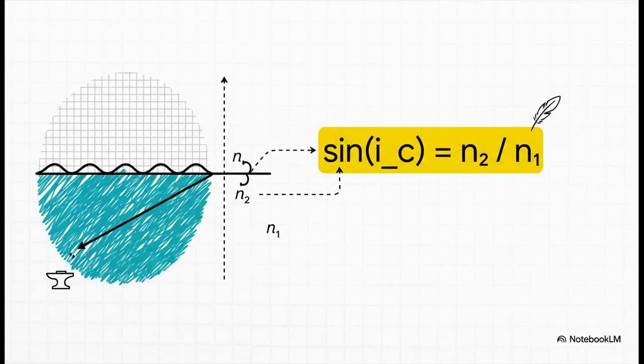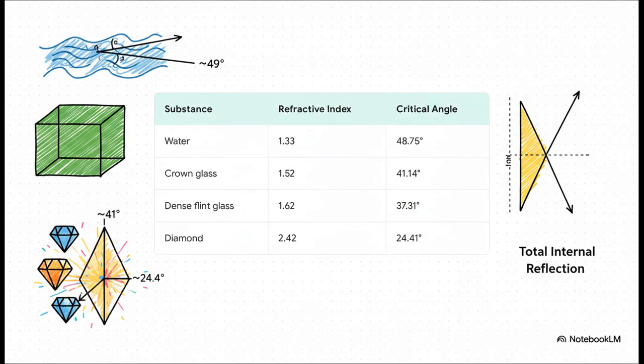It's that simple. Just remember, it's always the smaller number divided by the bigger one. Now this is where it gets really interesting, seeing how this all plays out with real-world stuff. So for light, trying to get from water into air, we'd calculate the sine of the critical angle as N2 over N1, which is 1.00 for air, divided by 1.33 for water. If you pop that into a calculator and take the arc sin, you get 48.75 degrees, exactly what's on the table.